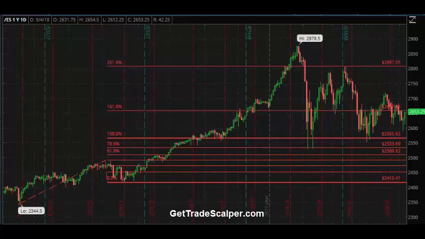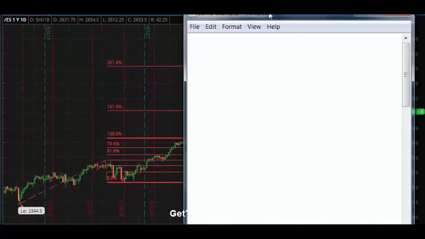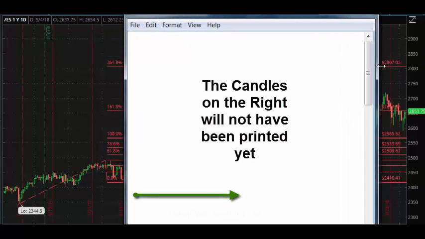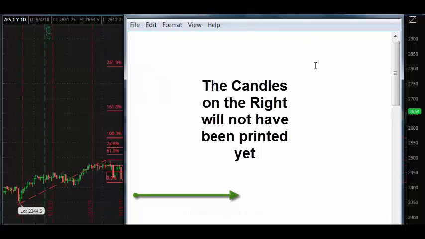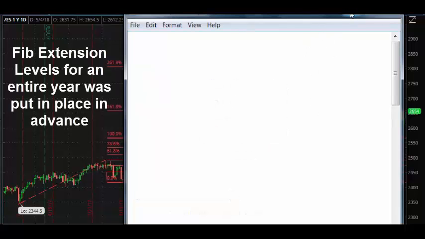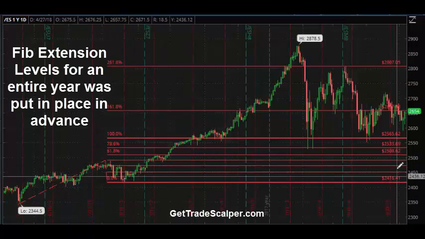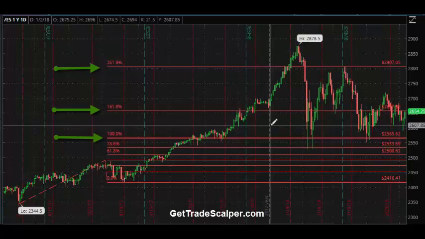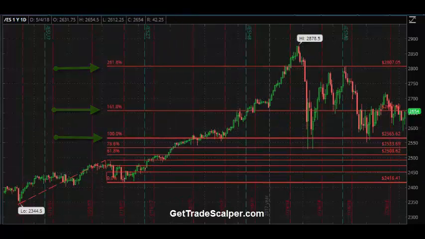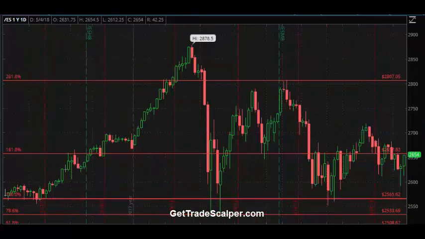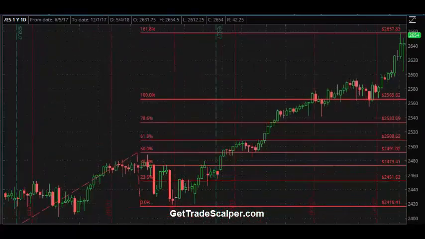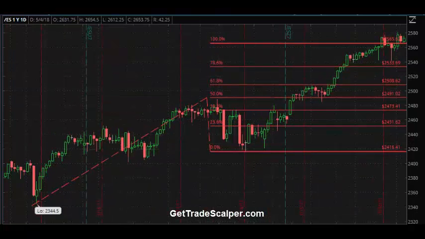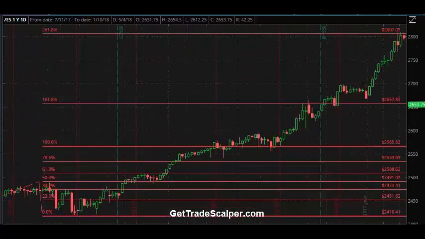And so once again, everything to the right had not happened yet. So a full year in advance, levels for a full year in advance, way over here in 2018, hadn't happened yet. And so let's go ahead and zoom in a bit so you can kind of see what's going on here. That's point A, point B, and point C. All right. Now, look at this. Look at these levels.